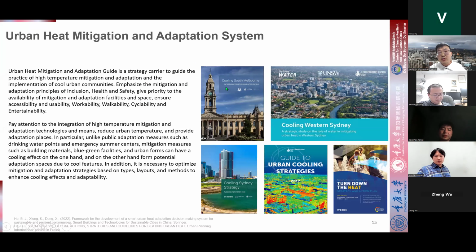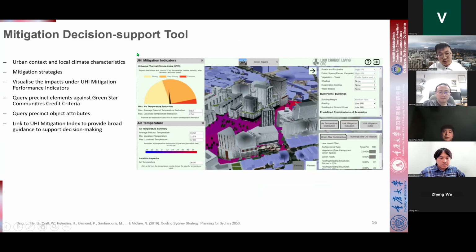So we have the Cooling South Melbourne and the urban cooling strategies. The strategies are tailored to the different cities like Darwin and Brisbane, and also Melbourne, Sydney, and Adelaide, and so on. We have also developed the Cooling Sydney strategy planning for 2050, and also Cooling Western Sydney, and so on. And also the decision support tool is developed to address the gap of the lack of knowledge, awareness, and professional staff.